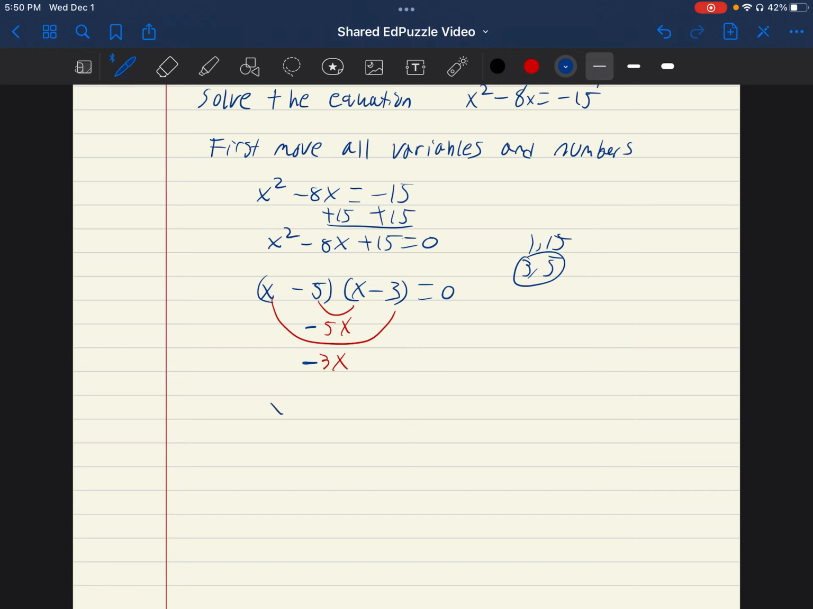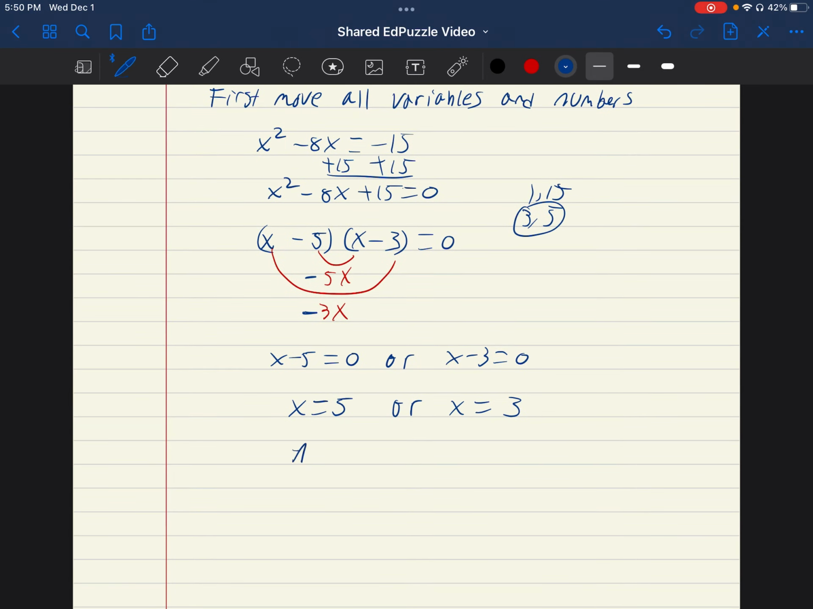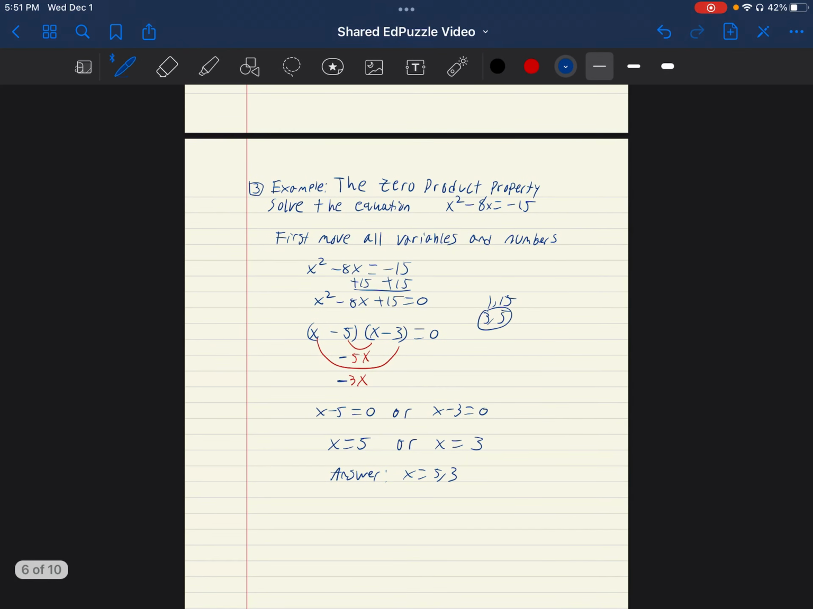So we have x minus 5 is equal to 0, or x minus 3 is equal to 0. Now add 5, which gives us x equal to 5, or add 3, which gives us x equal to 3. So the answer is x equal to 5 or 3. And these are the ways to complete these types of problems. Thank you for the lesson.